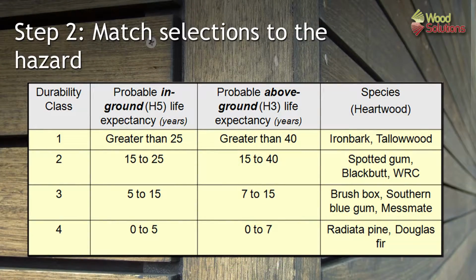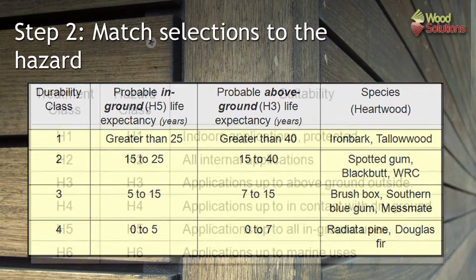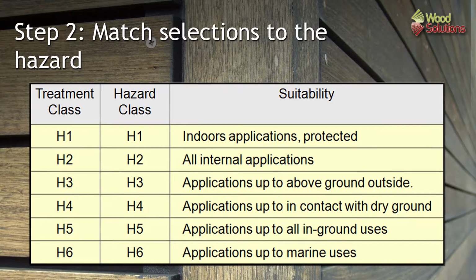This table provides guidance on the probable service life of timber from a particular durability class for varying degrees of hazard. Remember that these only apply to the heartwood of the species. This table shows the direct connection between the treatment class applied to a timber and the expected hazard class experienced in an application.